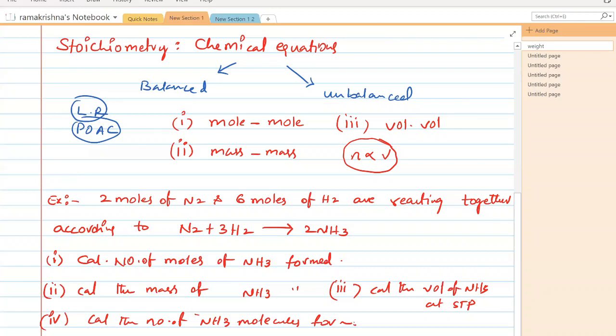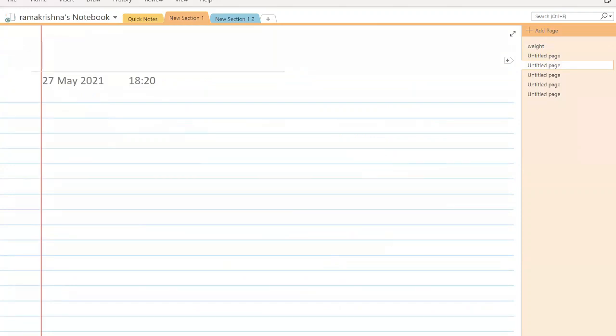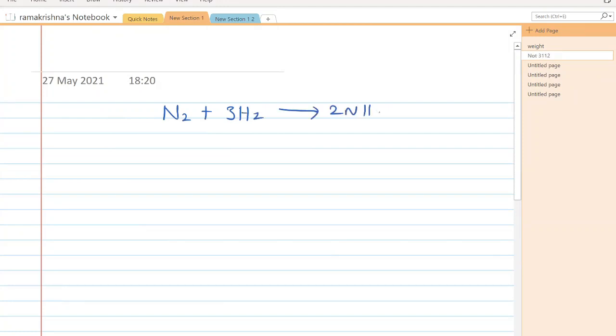In all four questions, the given data is purely in terms of moles, but here we have to find out moles of NH3 formed, mass of NH3 formed, volume of NH3 formed at STP, and number of NH3 molecules. Right. So it is very simple because here they have given the balanced equation. When they give the balanced equation, what to do? Very simple. First, let me solve this question. I am taking N2 plus 3H2 gives rise to 2NH3. Right.